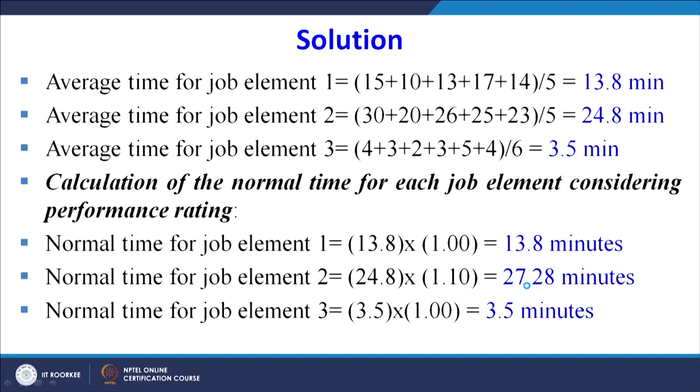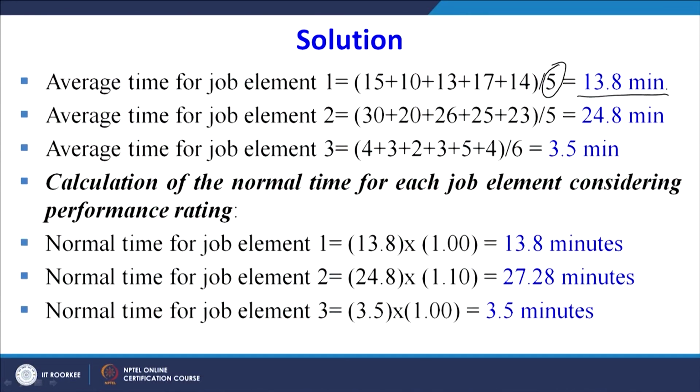Now average time for job element 1: why we have taken 6 readings but we are dividing it by 5? Because one reading, the 5th reading, we have already discarded. So we are adding up all the individual time estimates recorded for 5 different cycles, and dividing it by 5 to find out the average time for job element 1.